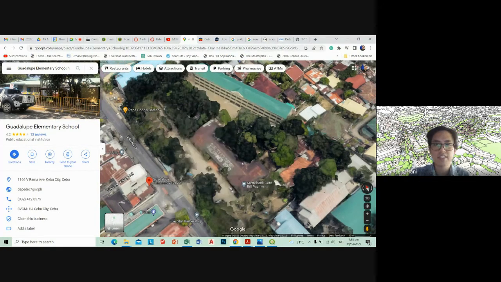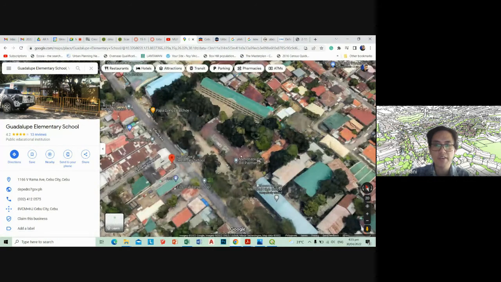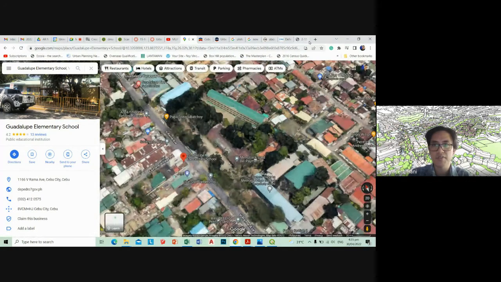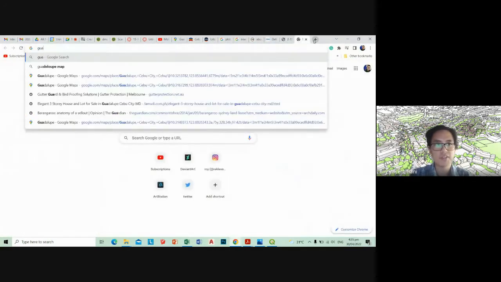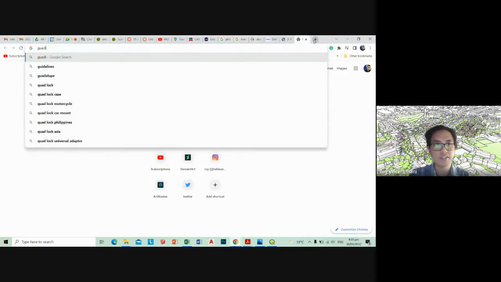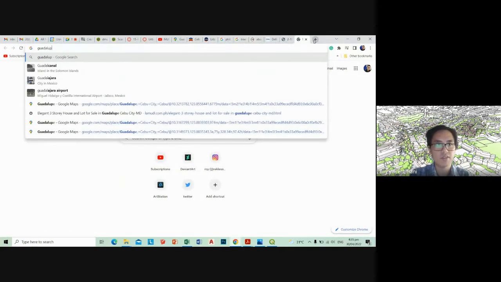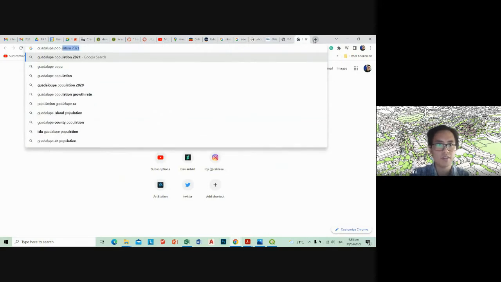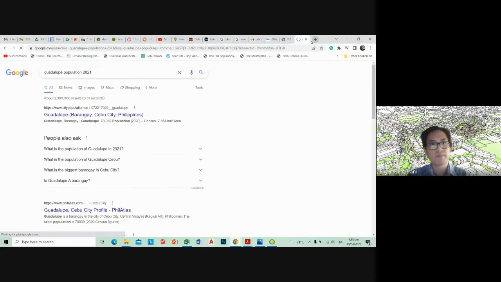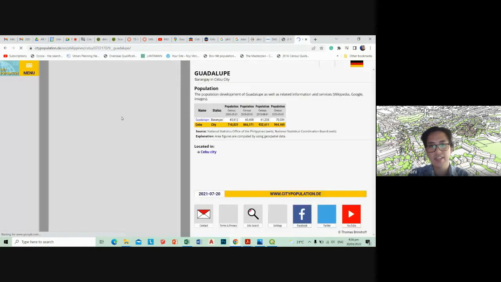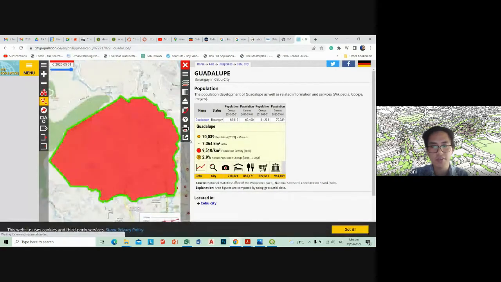And that's supposed to be for a Guadalupe population of, I think, almost 70,000. So 70,000 people, definitely not a lot. We will look at the age structure.